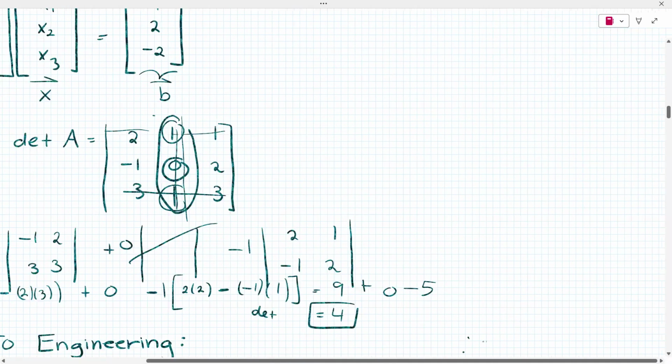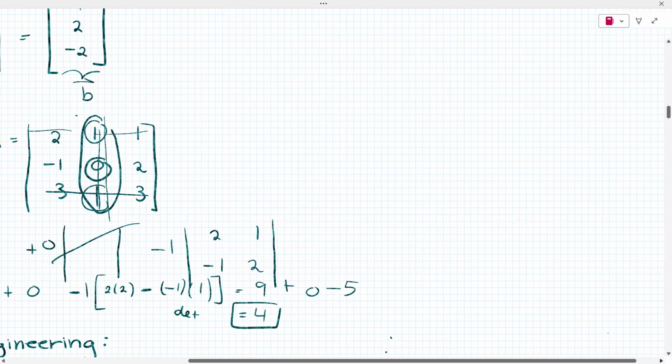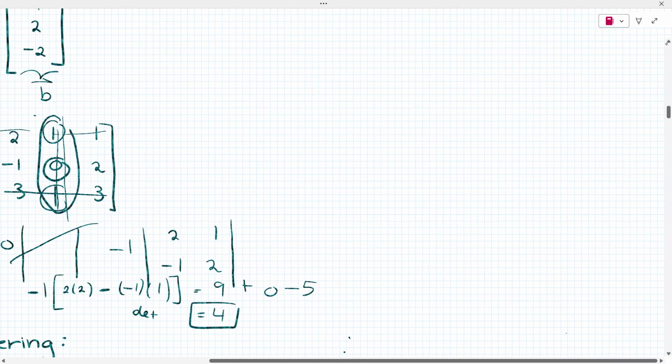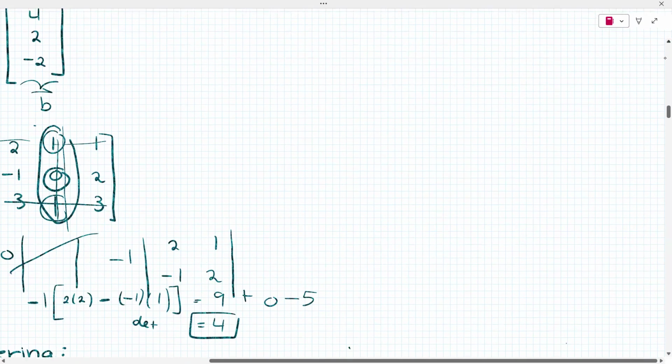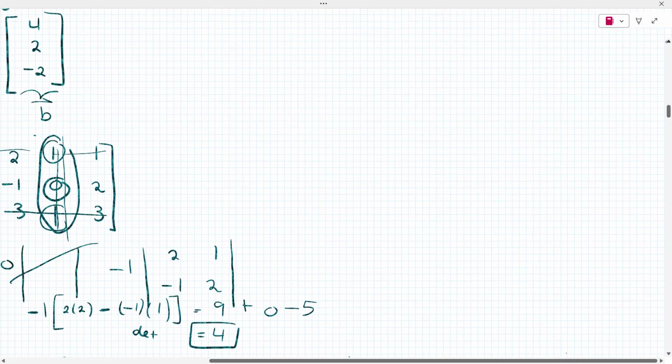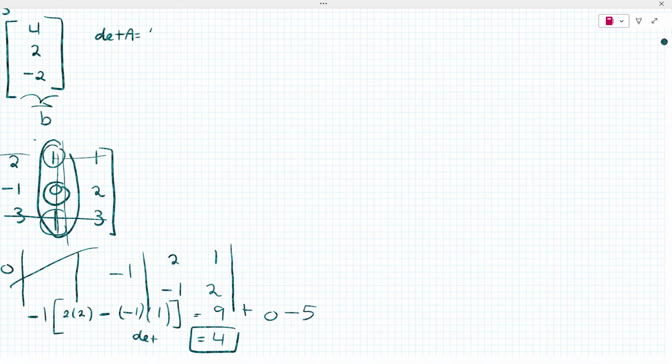So what we did was just find the determinant of A, which is 4. Now what we've got to do is step 2: find x1, x2, and x3.